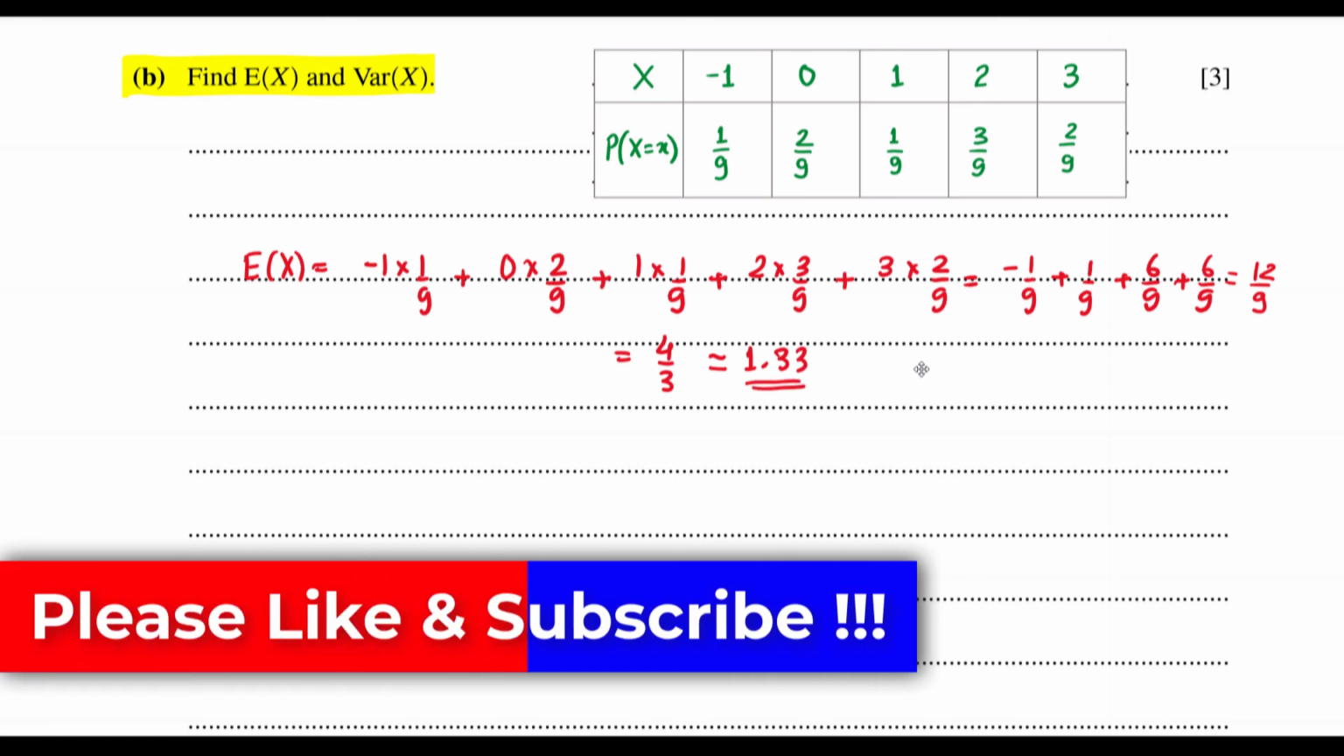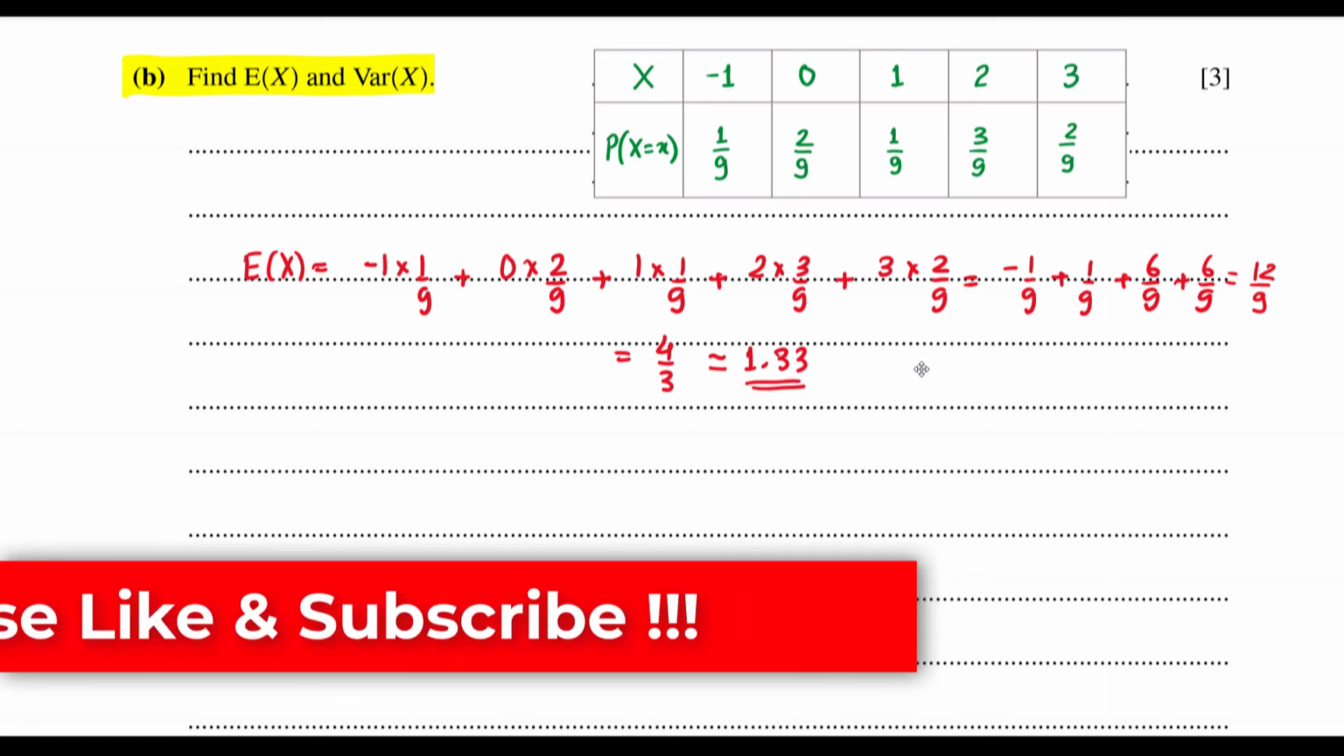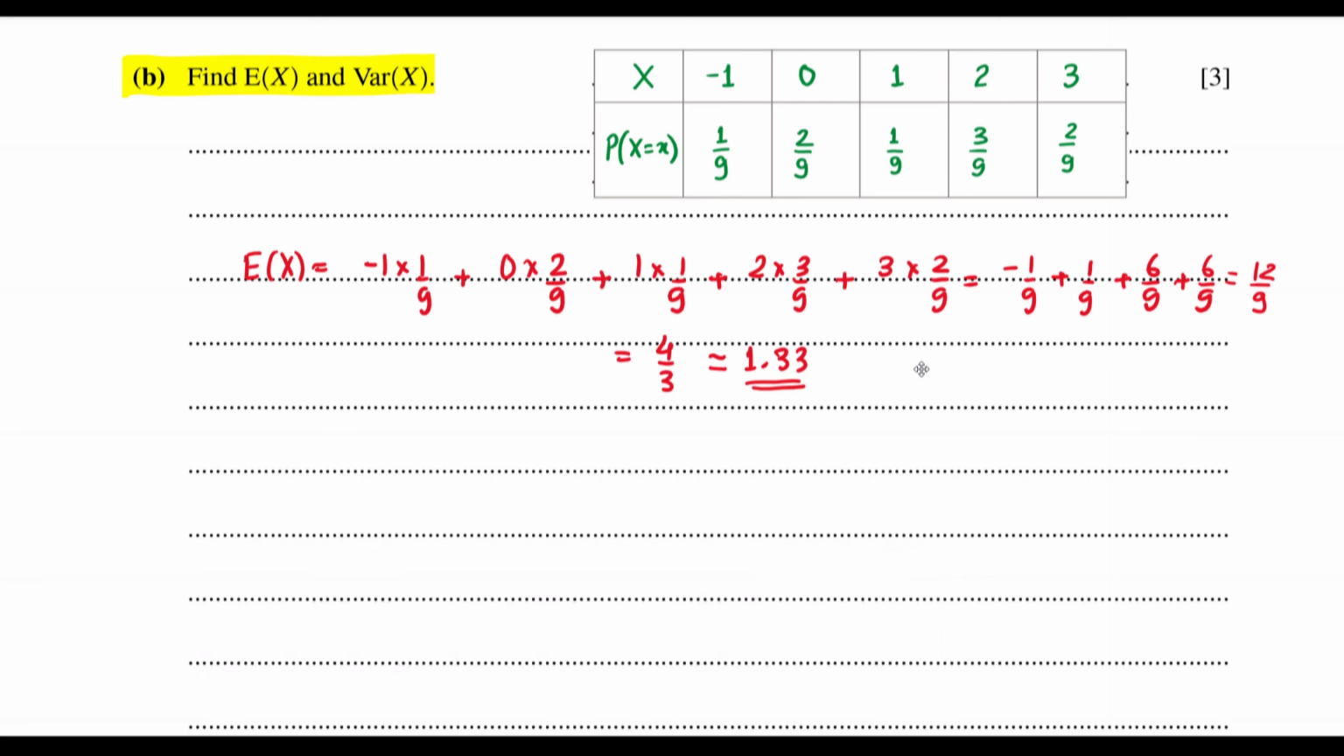And for the variance, we are not going to use 1.33, we will use 4 over 3. But before that we should know the formula for variance. Variance of X is expectation of X square minus square of expectation of X. So we already have the expectation of X, so we need to find the expectation of X square, which is the square of the values times its corresponding probability.